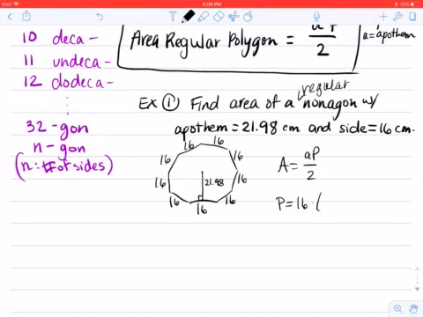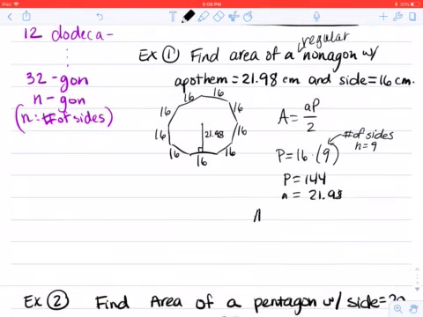So if they're all the same, 16, all I have to do is multiply by the number of sides, which is 9. Right? So 9 is the number of sides. A lot of times I'll call that n. n equals 9. So we do that. Right? 16 times 9 is 144. My apothem is 21.98, so it's just a matter of plugging it in.